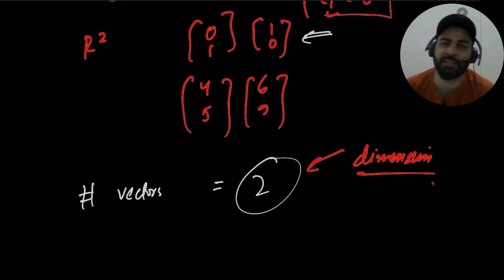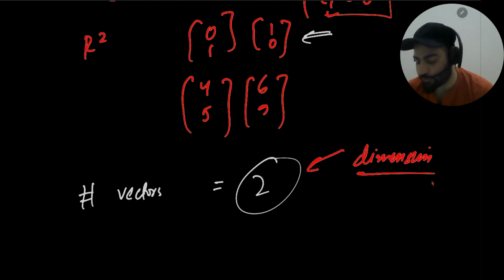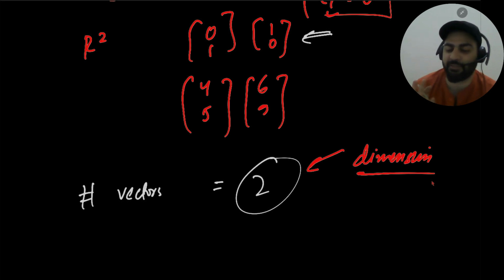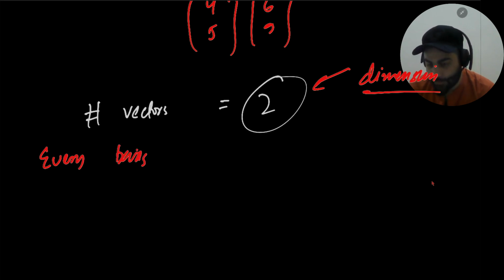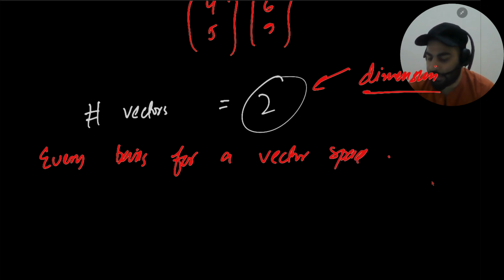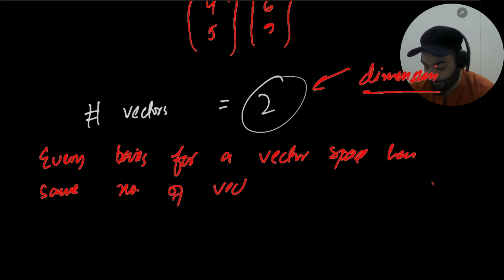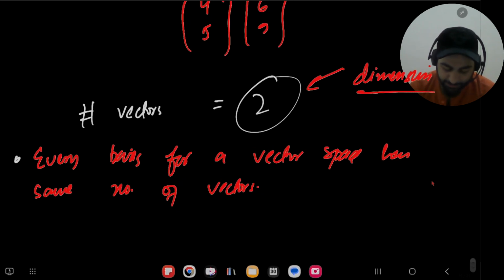The dimension mathematically means the minimum number of vectors that are required to span the whole of the vector space. The basis is a minimum spanning set. The number of vectors present in the basis is called the dimension. Is it clear? Just remember this point: every basis for a vector space has the same number of vectors in it. That's why there can be infinitely many bases.